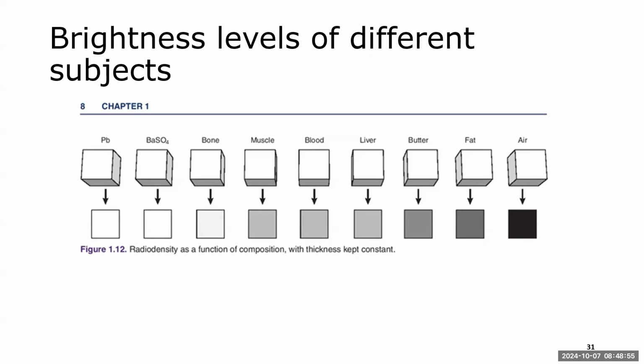Again, just another visual of how brightness levels represent different areas of the body and what kind of subject contrast that creates. So you can see that which of these two body compositions would give you the highest subject contrast. Which two?